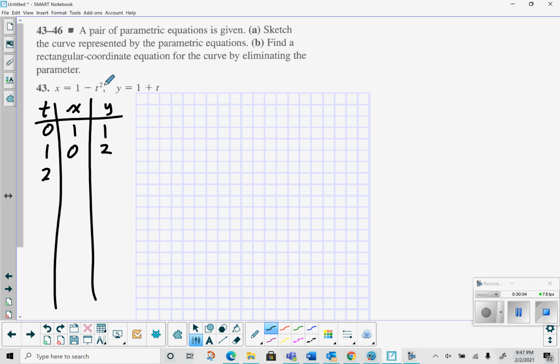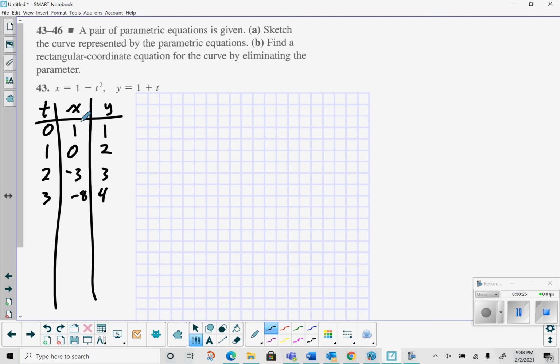For 2, 2 squared is 4, 1 minus 4, that's negative 3. 1 plus 2 is positive 3. I say put in 3. 3 squared is 9. 1 minus 9 will give me negative 8. 1 plus 3 is 4.